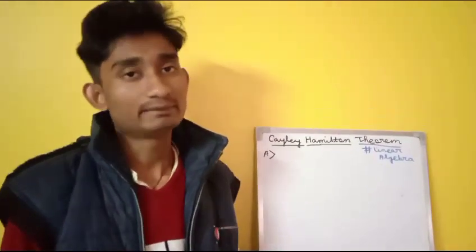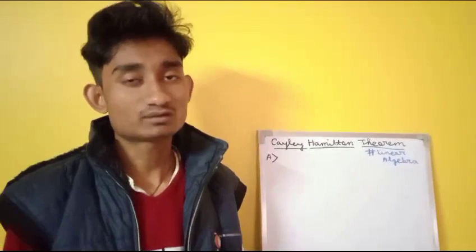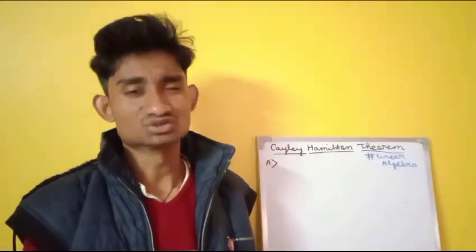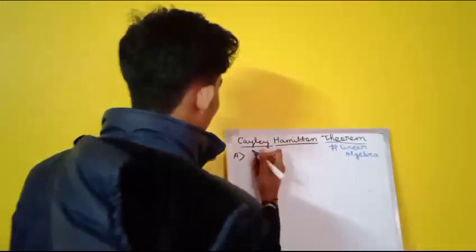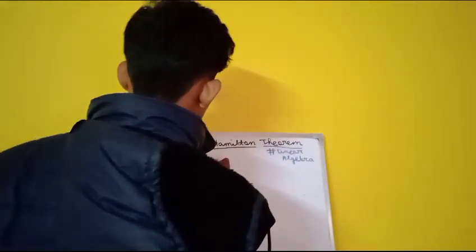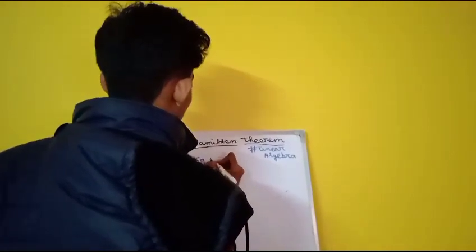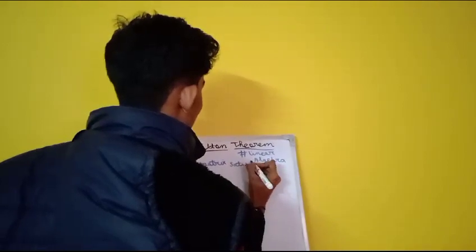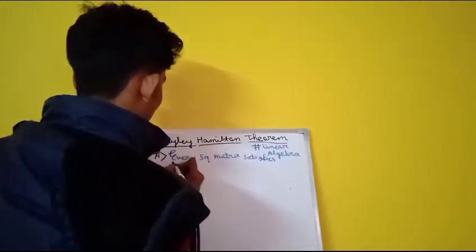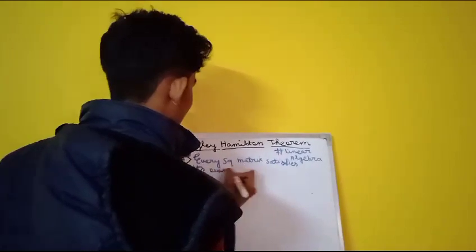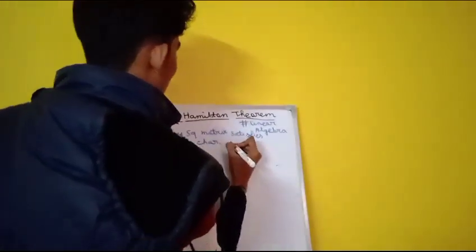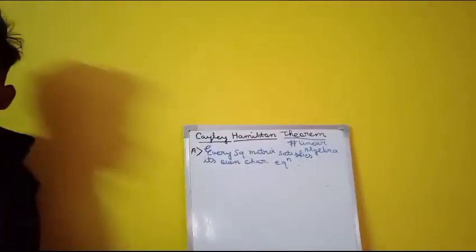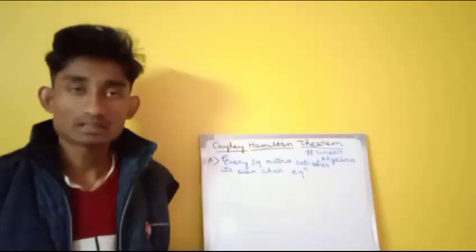So what does the Cayley-Hamilton theorem imply? The Cayley-Hamilton theorem firstly implies that every square matrix satisfies its own characteristic equation. So let's write: every square matrix satisfies its own characteristic equation. That means, let's say a matrix A of order 2 cross 2, that is a square matrix.